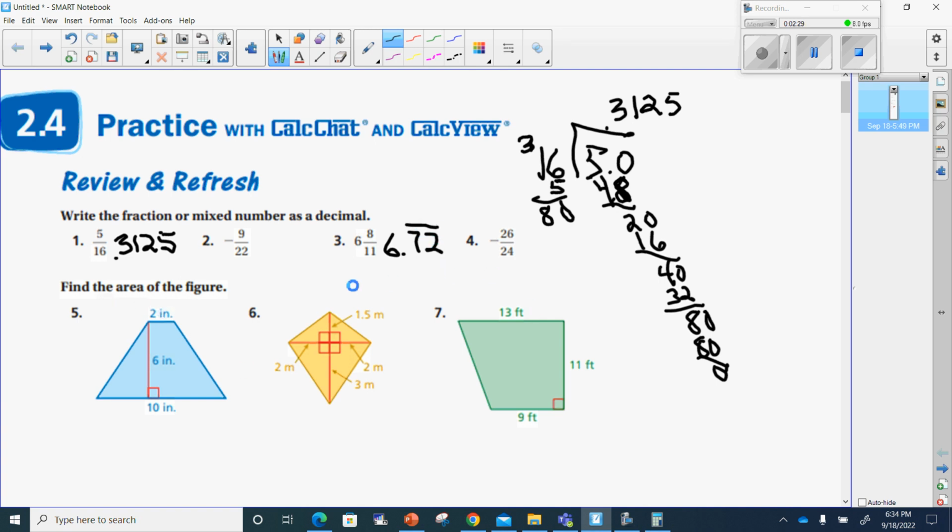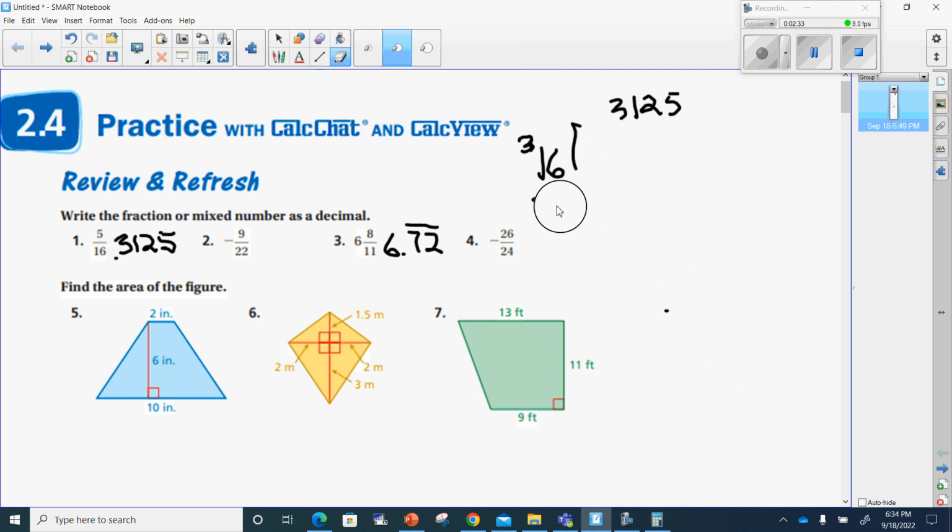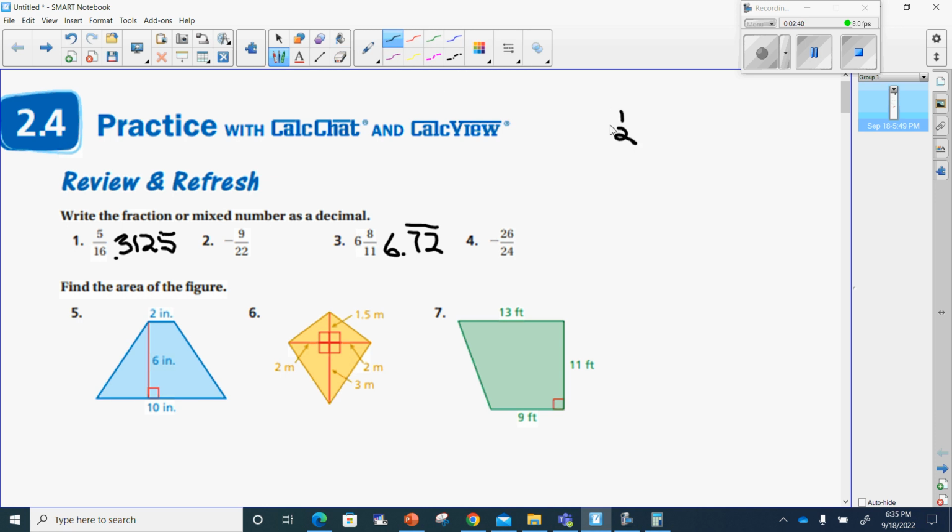All right, let's go to number 5. If we look at number 5, we see that we're finding the area of a trapezoid. The formula for a trapezoid is 1/2 times base 1 plus base 2 times the height.